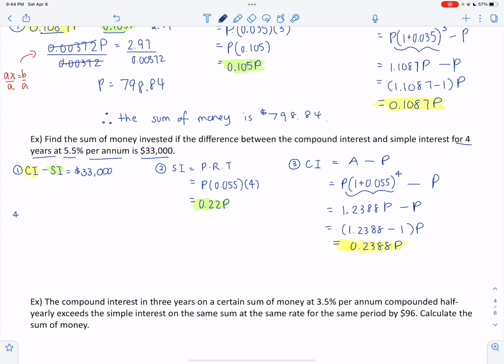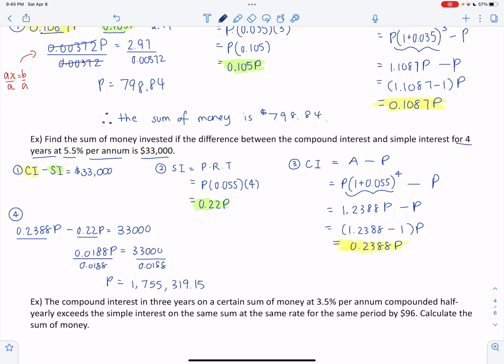So I'm going to step 4, put it back in: 0.2388p minus 0.22p is $33,000. Okay, so type in this minus this and then write p after. This is 0.0188p equals $33,000. Solving both sides is dividing by that nasty decimal number. So p is equal to $1,755,319.15. So that's our principal here.